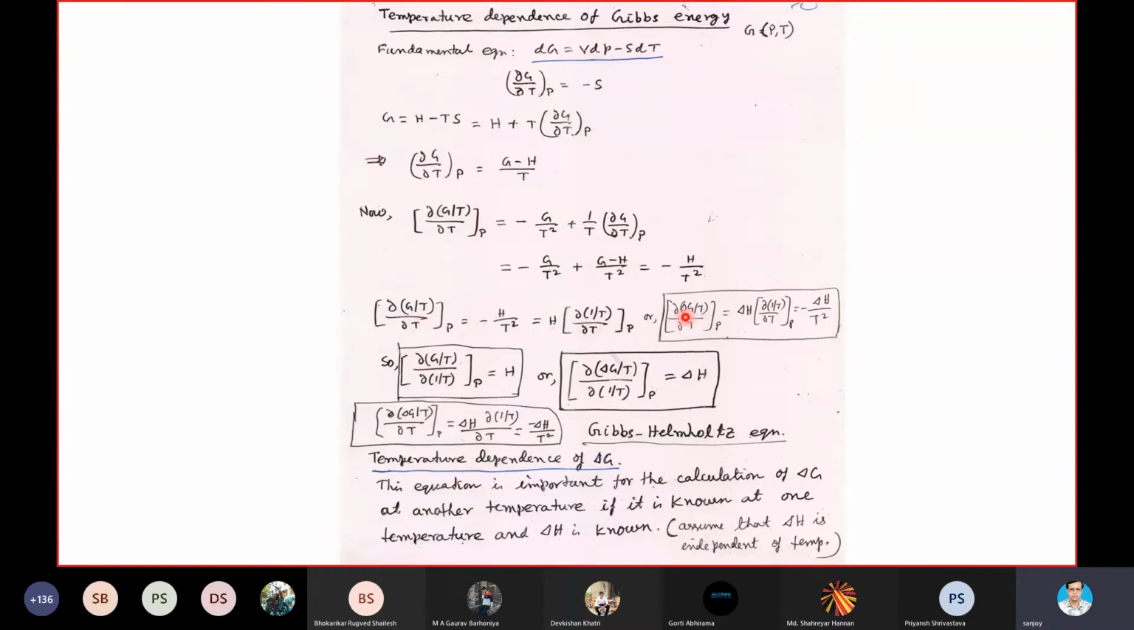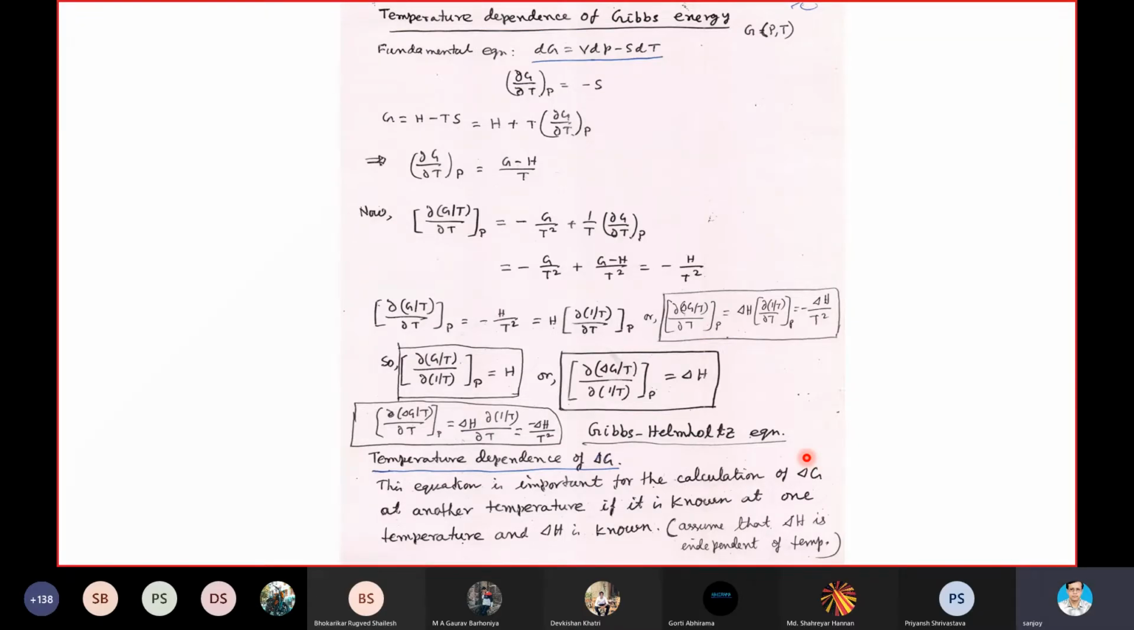Similarly, I can write it in terms of delta G by T: del of (delta G by T) by del T will be del of C 1 by T by del T. Instead of H, now it becomes delta H, so that can be written as minus delta H by T square. Assuming that delta H is constant in the temperature range in which you are carrying out your experiment, that is why it has come out of the derivative. So all these three or four equations I've written are collectively known as the Gibbs-Helmholtz relations, which give you how Gibbs energy changes when you change the temperature of the system.